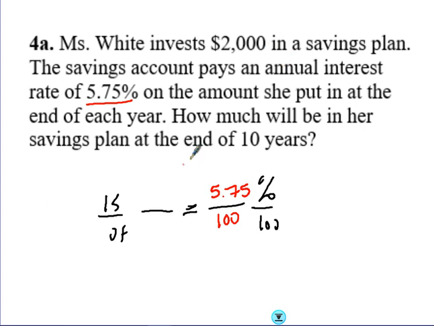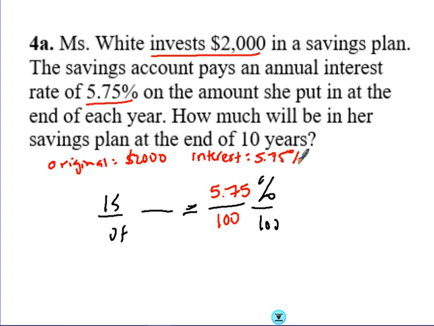Now, you're getting paid interest on the investment. So it's going to be 5.75% of 2,000. So that means that the 2,000 is the original amount. So the original amount is $2,000. And then our interest, which is our percentage, is 5.75%. It's always important to write down the given information. So the original amount is $2,000, so that goes in the of spot, or the original spot.